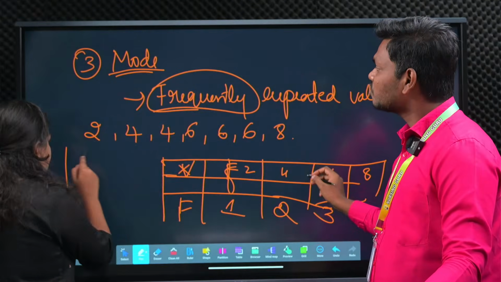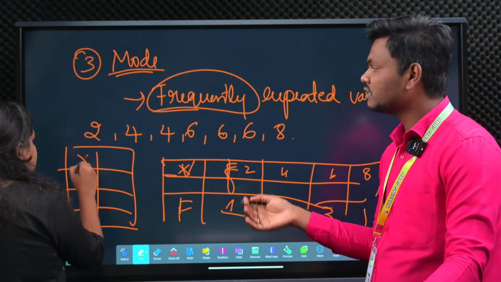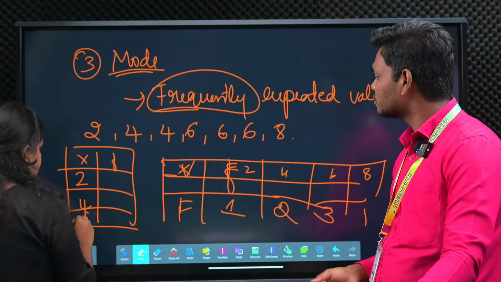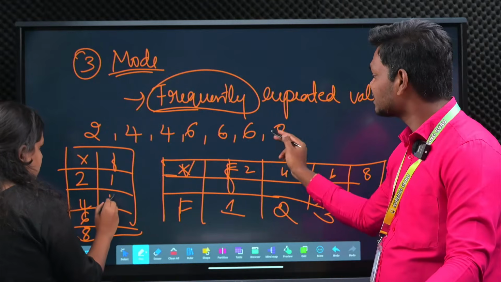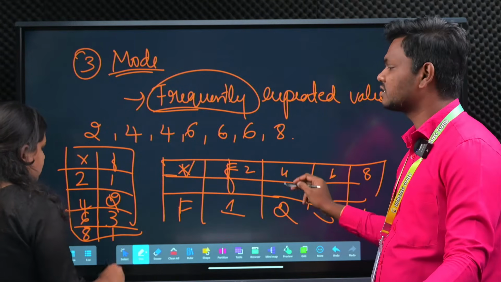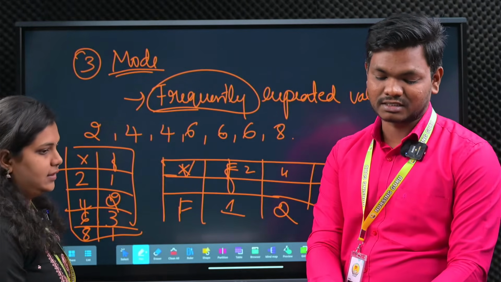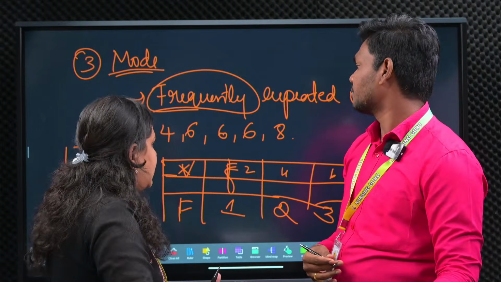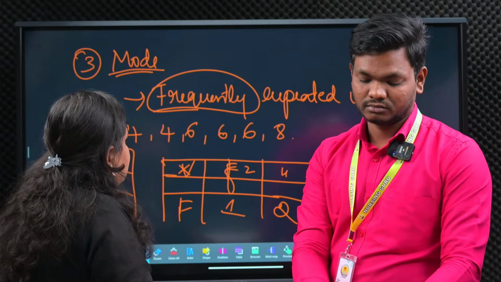So what is mode, we told? The number that is repeatedly coming or appears most frequently, no? So that is known as mode. So here 6 will be the mode, because 6 comes 3 times, it's repeated 3 times, correct? So you can write the mode as 6, because 6 is the most frequently repeated value. This is the easiest way.